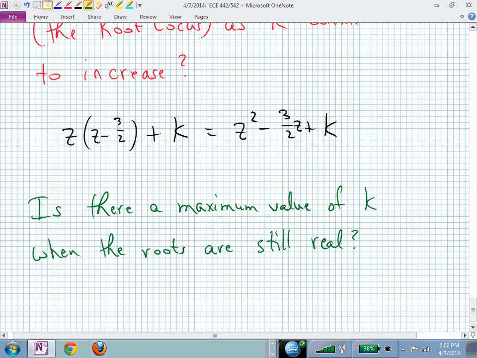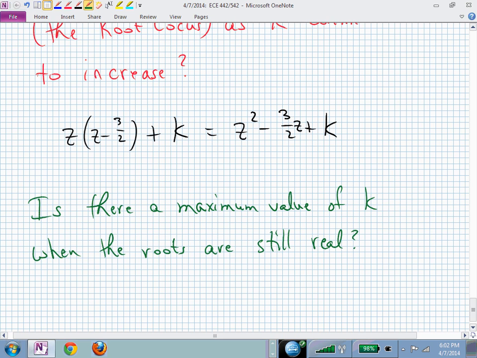And by this point in the semester, you've probably learned to bring a coin to class, right? You can now pull out your coin and flip it. And it's not the pole 0 coin, is it? This is the yes/no coin. Is there a maximum value of k when the roots are still real?